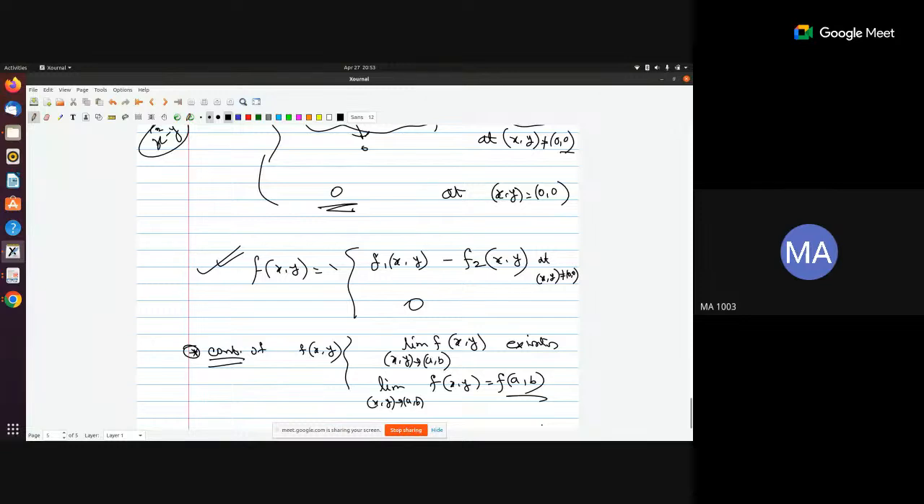Because that is what continuity is. There is no gap at that point. There is no jump. There is no disparity at that point. That is what continuity is. So is it clear? Yes.